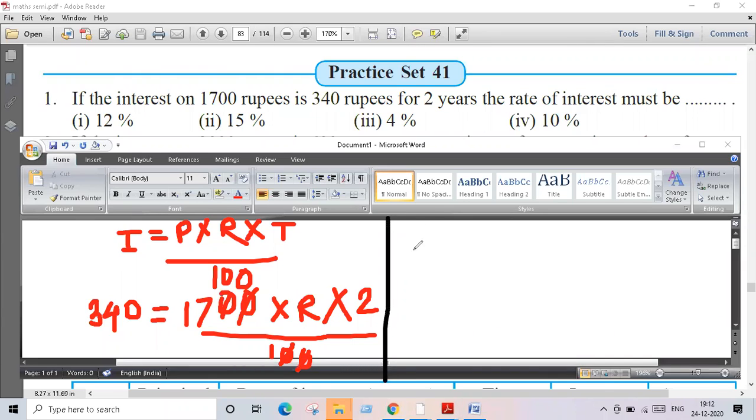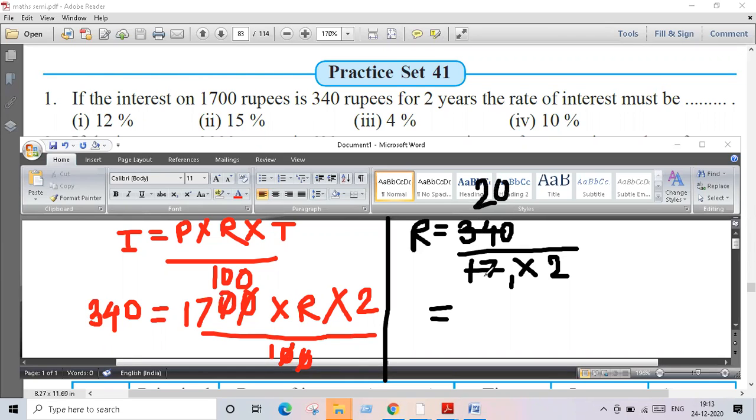So here R is equal to 340. The 17 and 2 will go to the left hand side of the equal to sign and they will be divided. So here 17 into 2, 17 into 2. Solve this. What do you get here? 17 ones are 17, 17 twos are 34. The zero gets cancelled. That means 20 again divided by 2. Your answer is 10. It is 10%, that is your R, and you have the option, that is option number 4.